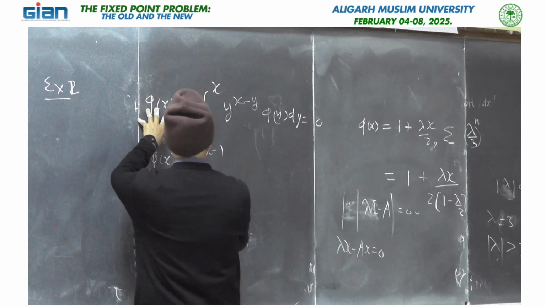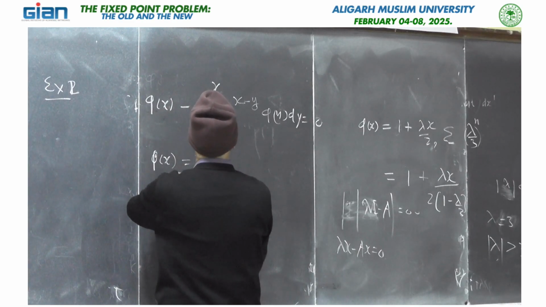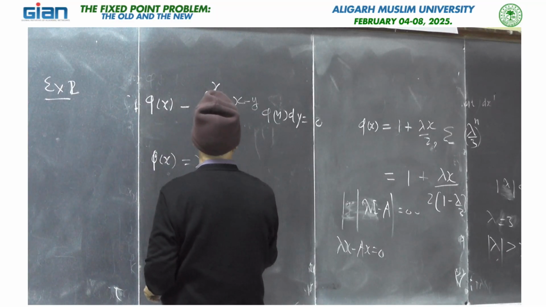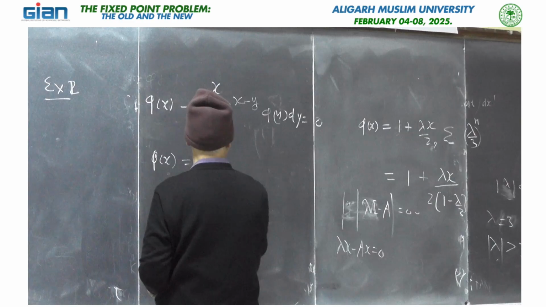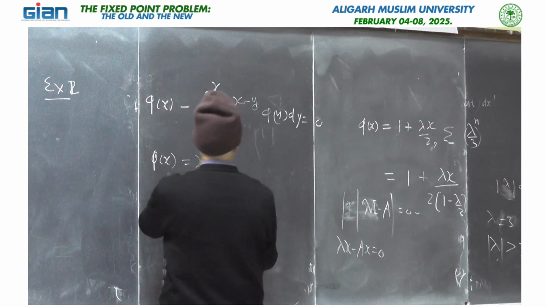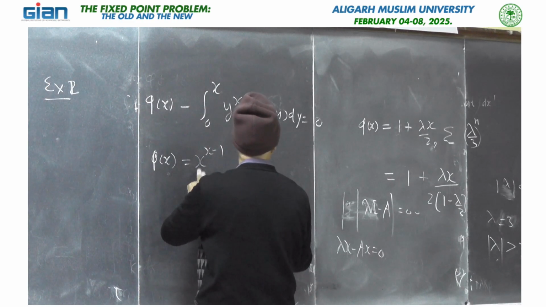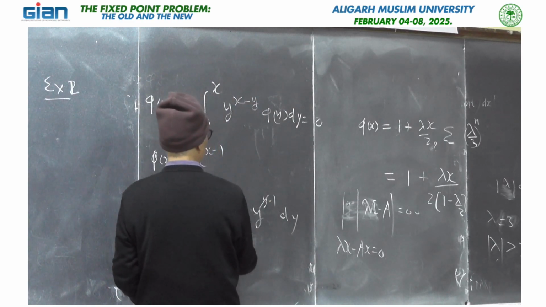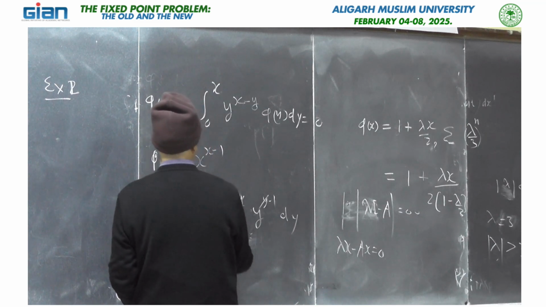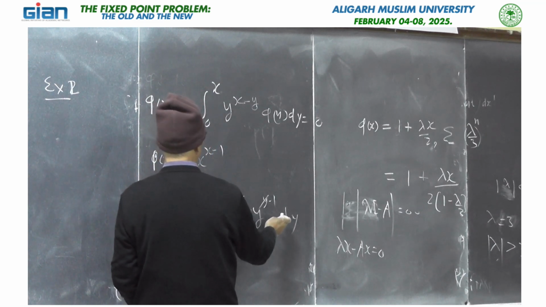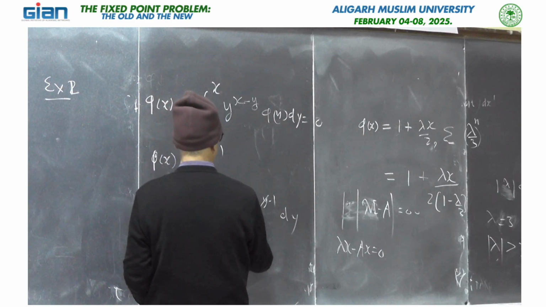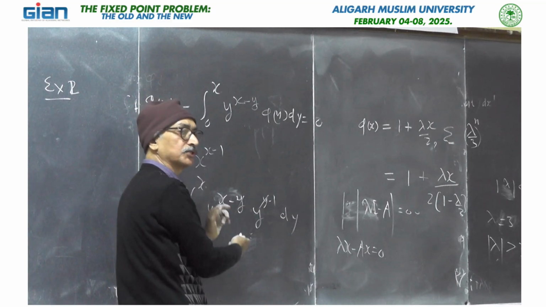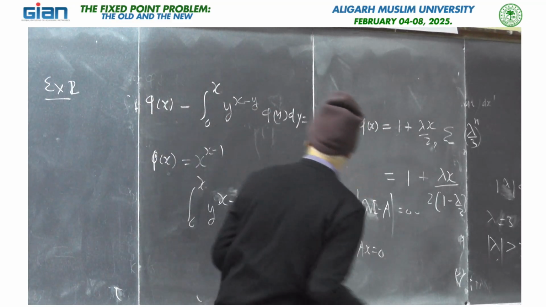So that is the integral from 0 to x, and then y to the power x minus y, and phi of y is y to the power y minus 1. So what you get is this comes out, and y to the power x minus 1 will come out. You integrate that and substitute it, so it gives you the same function. So this is a solution.